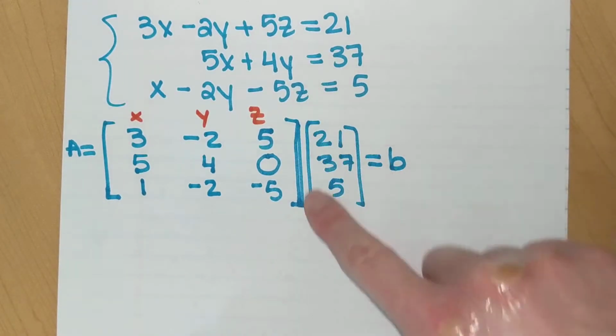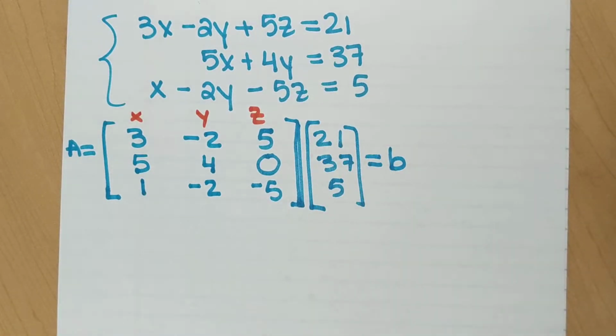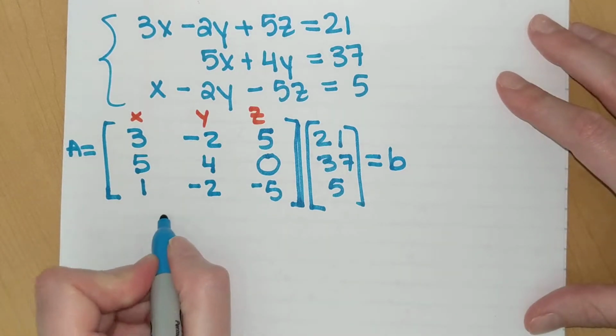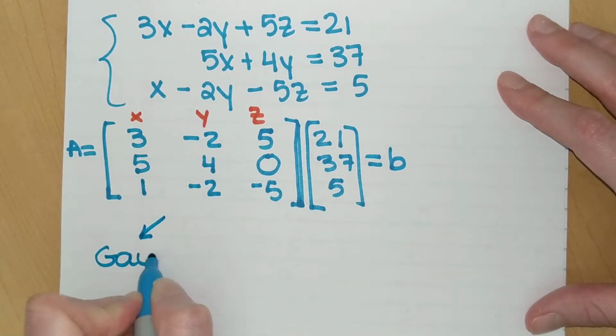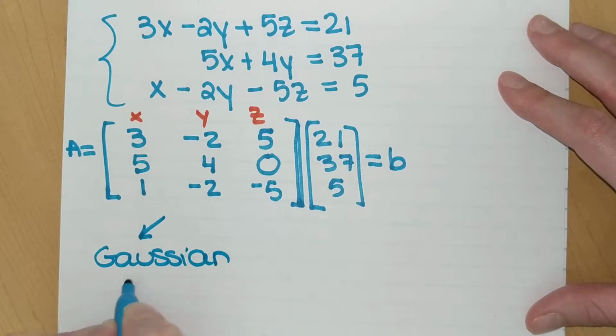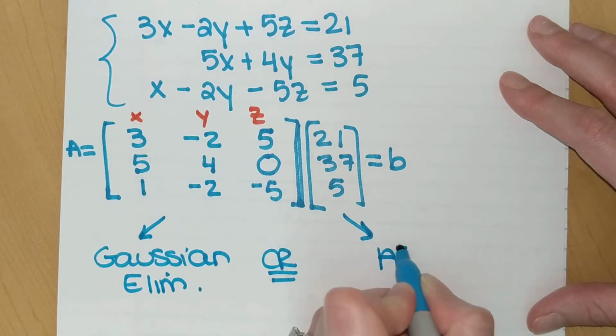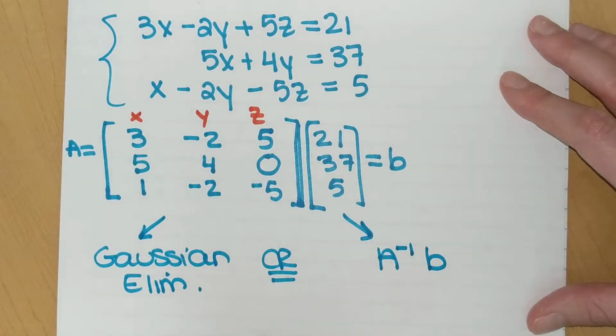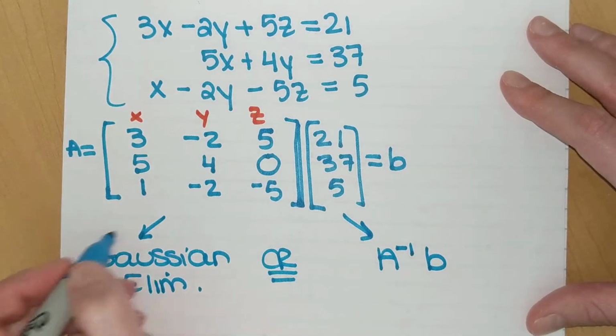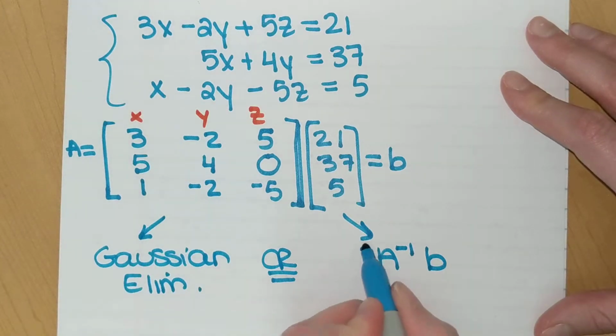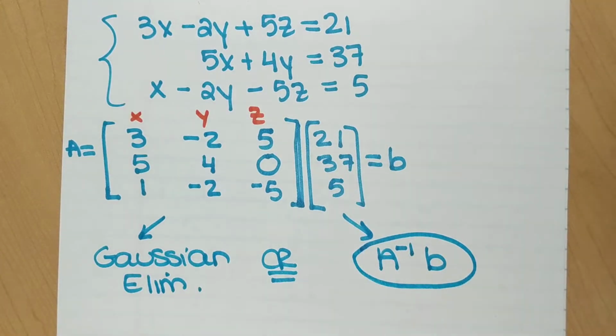Now I put the B right next to it just because we could solve this using Gaussian elimination. So what we could do is set it up and use Gaussian elimination. An equivalent way of doing this is to take A inverse and multiply it by the column vector B. In the previous section we did Gaussian elimination. Here we're going to use our calculator to do the A inverse multiplied by B.